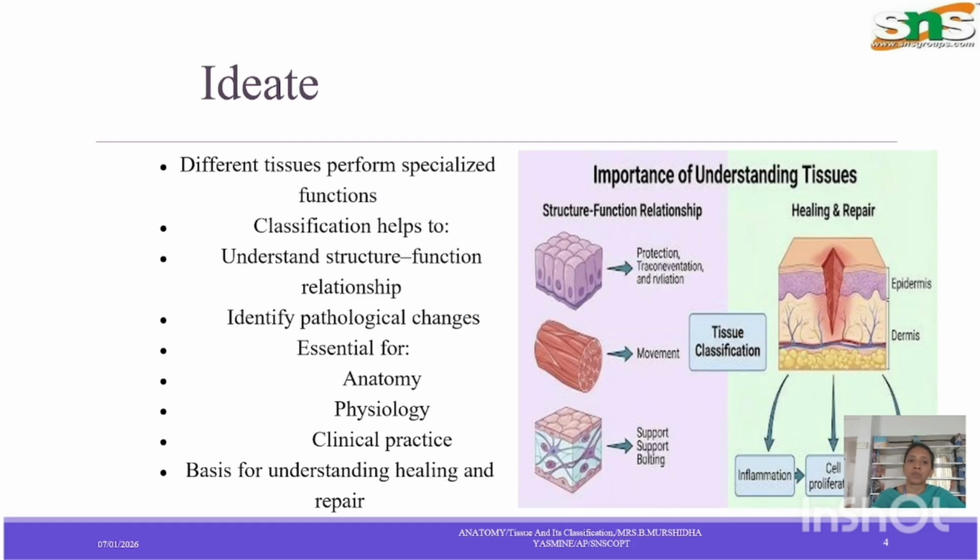Different tissues perform specialized functions. Classification helps to understand the structure and function and the relationship between them. It helps to identify the pathological changes that happen in the tissue, which is essential to understand anatomy, physiology, and clinical practice, and is the basis for understanding healing and repair. So the structure-function relationship includes protection of the tissue, how movement happens in the tissue, and how the tissue supports the organs.